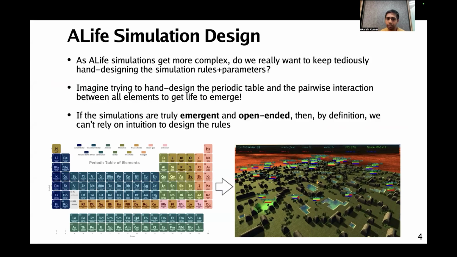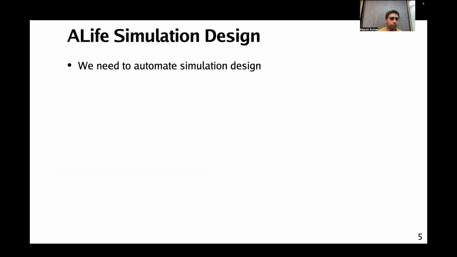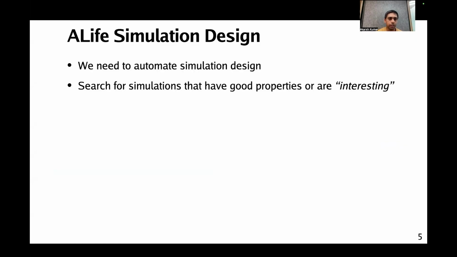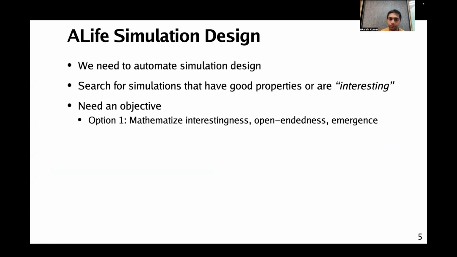And if you think about it, if the simulations we're creating are truly going to be emergent and open-ended and surprising, then by definition, we can't really rely on intuition to design the rules of the simulations, right? So we clearly need some way to automate the simulation design and search. Basically, what we need to do is a search for simulations which have good properties or are interesting to a human. So in order to do this, we really need an objective. And one option that we have is just to try and mathematize interestingness or open-endedness or emergence. And certainly people have tried doing this, but the downside to this is that they almost always have a misalignment between what the equation says and what a human really means by interestingness.